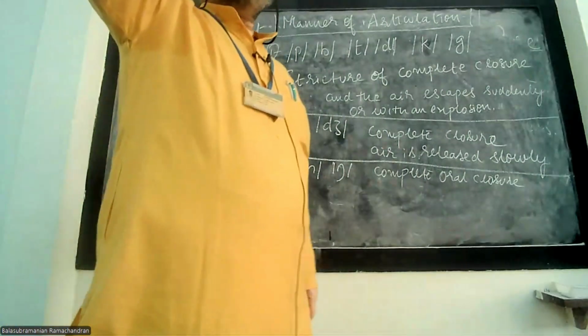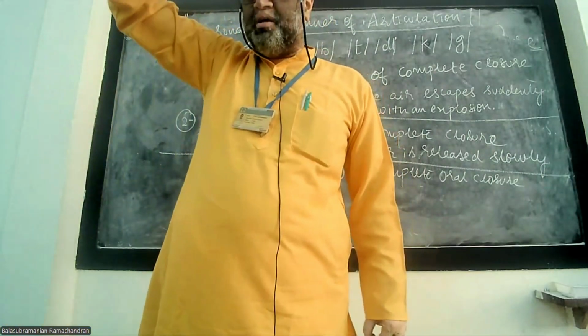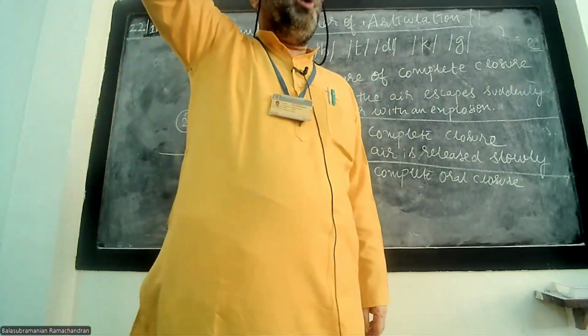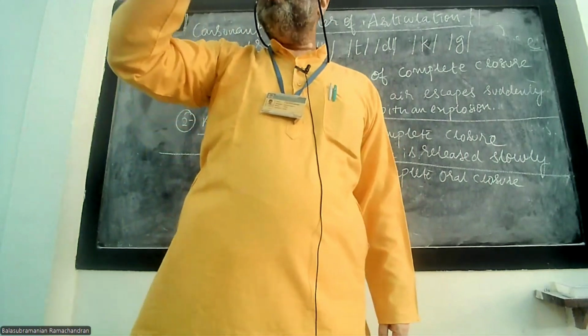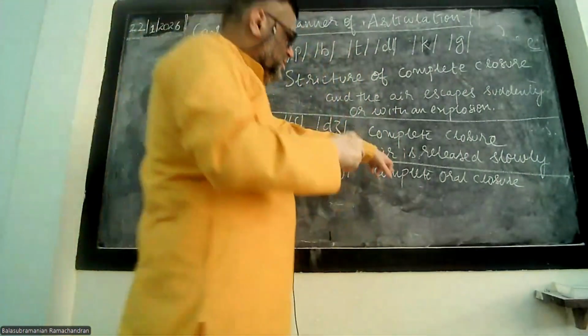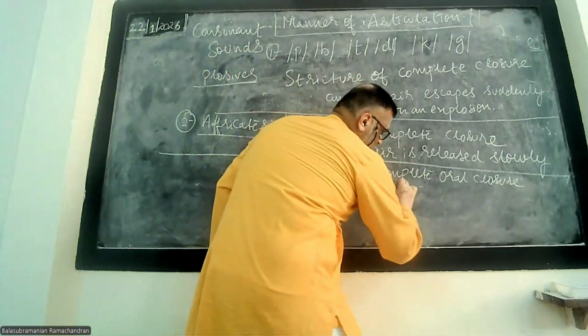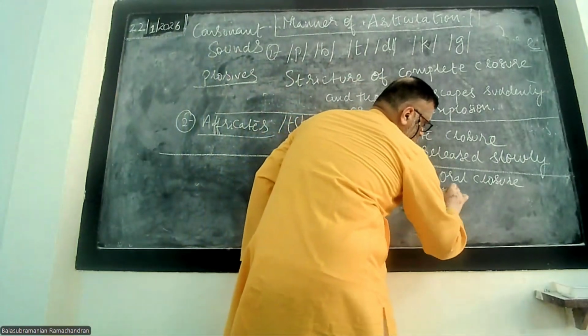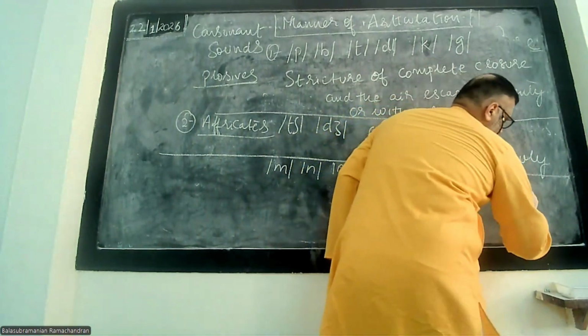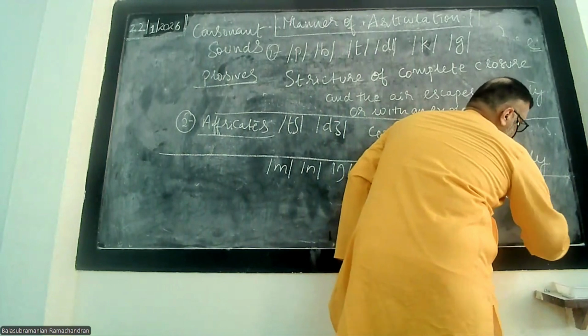Now, we'll come back to breathing and we will see how the soft palate acts. The soft palate acts as a valve. I told you that. So the soft palate comes down, the air is released through the nasal cavity. So complete oral closure, air released through the nasal cavity.